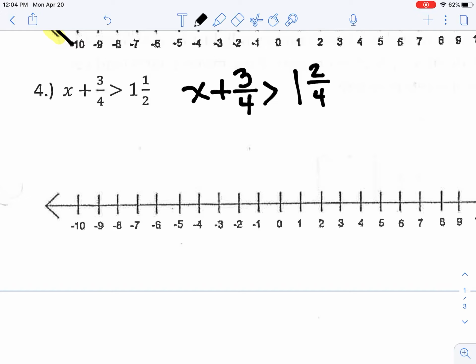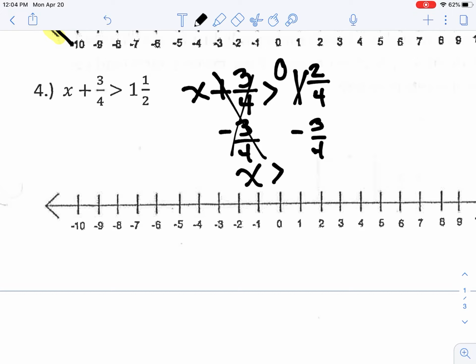So I've got to get my x all by itself, which means I have to subtract 3/4 from the left and 3/4 from the right. My positive and negative cancel. Now look at what you've got on the right side, 1 2/4 minus 3/4. So we're going to borrow from that 1. And I'm going to add 4/4. So 1 2/4, I'm going to call that 6/4 so that I can subtract my 3/4. So 6/4 minus 3/4 is 3/4.